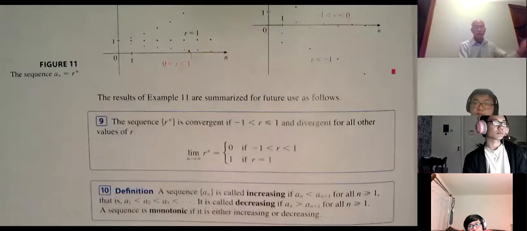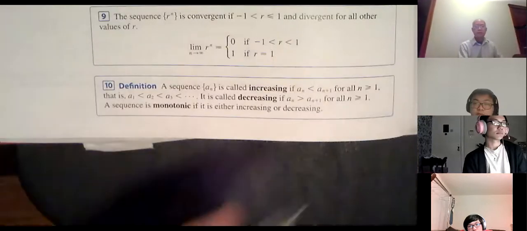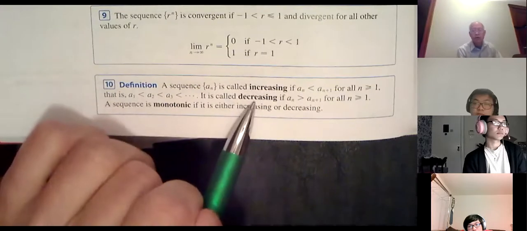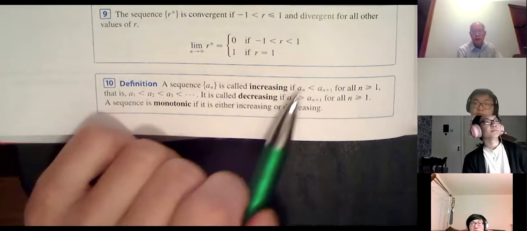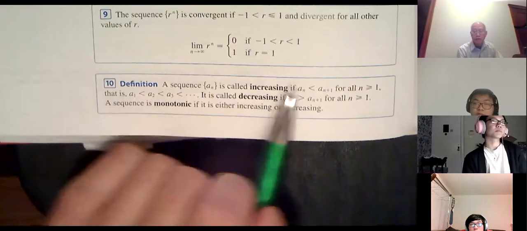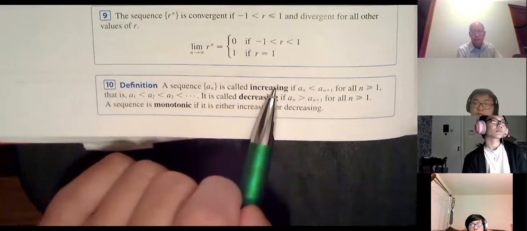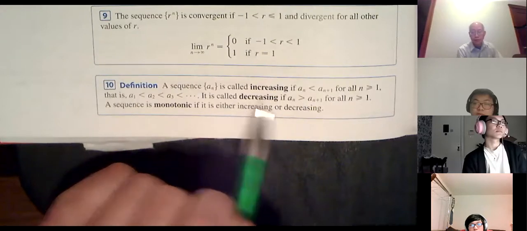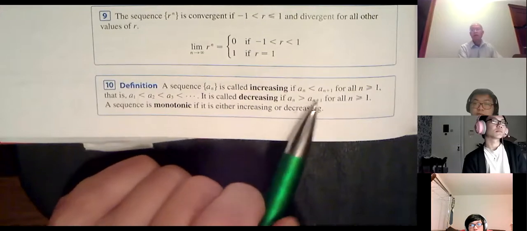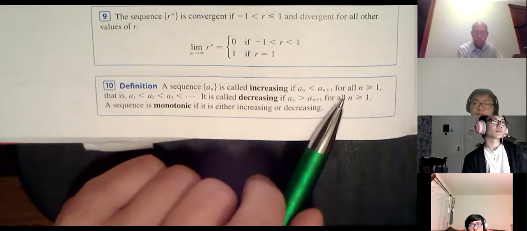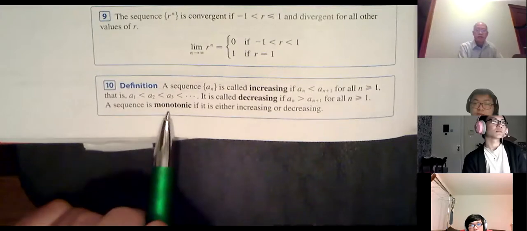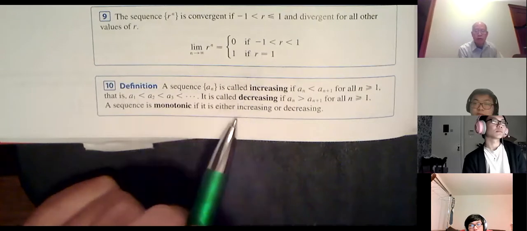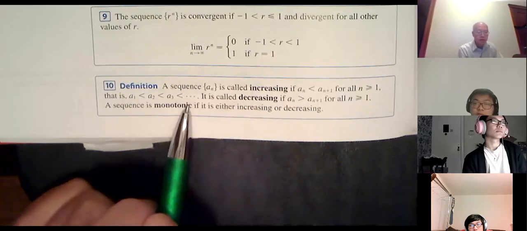A little bit of language, but this pretty much mirrors what happens for functions. A sequence can be increasing or decreasing. a sub n is less than a sub n plus 1. That means for each successive term, it's going higher, increasing. Reverse it, decreasing. It's always going down: a sub n is greater than a sub n plus 1 for all n greater than or equal to 1. Then we say a sequence is monotonic if it's either increasing or decreasing. So that means it's all the time going up or all the time going down. That's called monotonic.